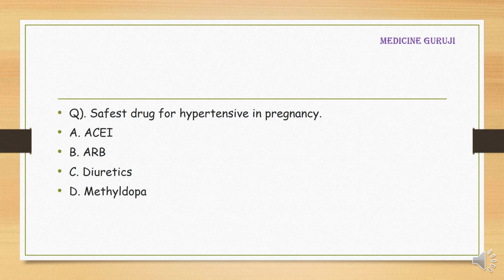Look at another important MCQ. Safest drug for hypertension in pregnancy. ACE inhibitors, ARB, diuretics, methyldopa. I think the answer is clear to you by even looking. Again, use your mind.